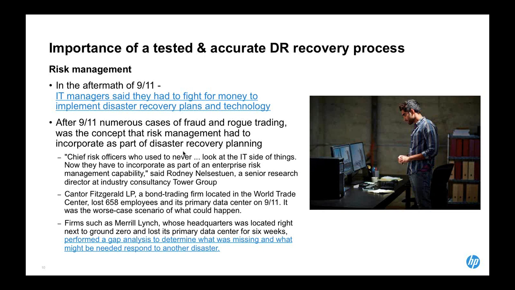A company, Cantor Fitzgerald, for example, lost almost 700 employees and its primary data center on 9/11. We can all imagine that this could represent the end of a company. So this was the worst case scenario that could happen. This is a perfect example of a human risk.